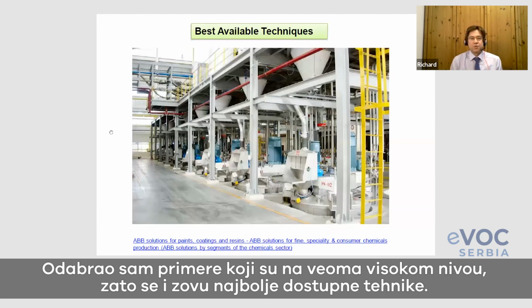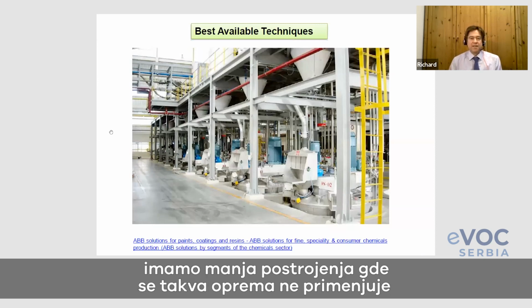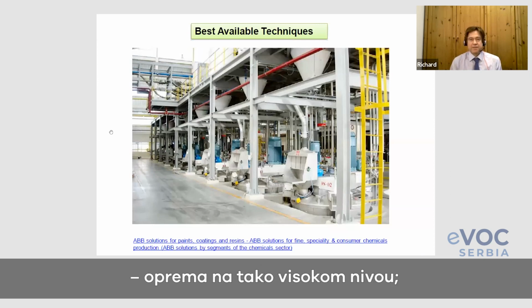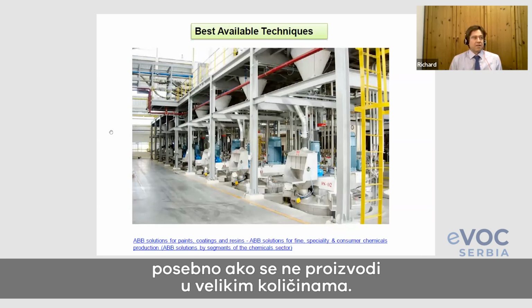Of course, I have chosen examples now that are on a very high level. That's the reason it's called best available techniques. I know and I'm aware that even in Bavaria or in Germany, we have smaller installations where that equipment is not applied. Let me say this high-end or high-level equipment, because in the paint manufacturing, it's like in a kitchen. Many things are done manually, especially if it's produced in not such quantities.